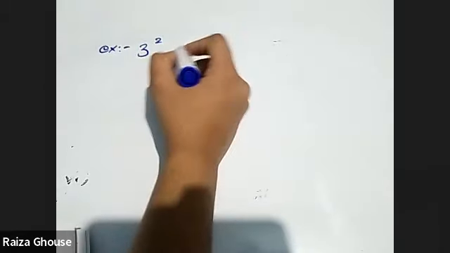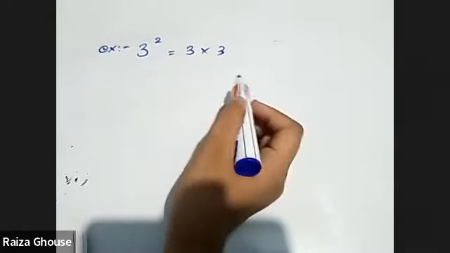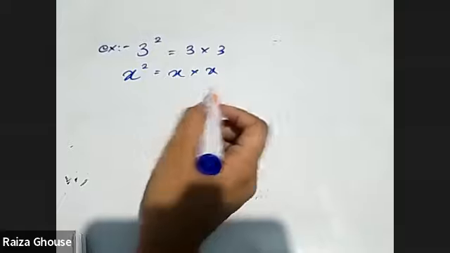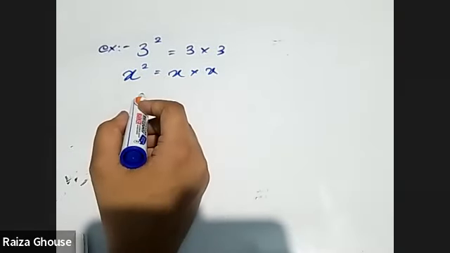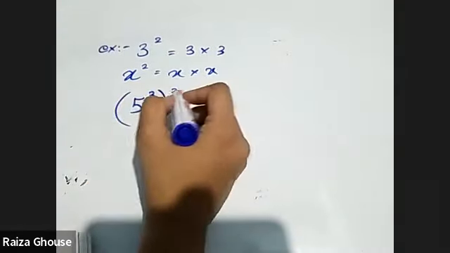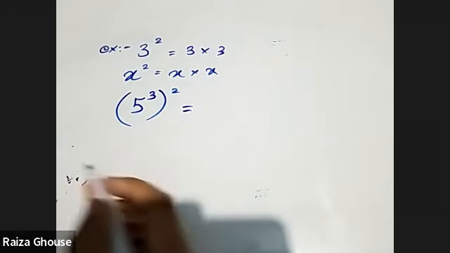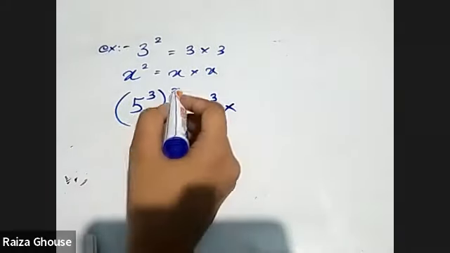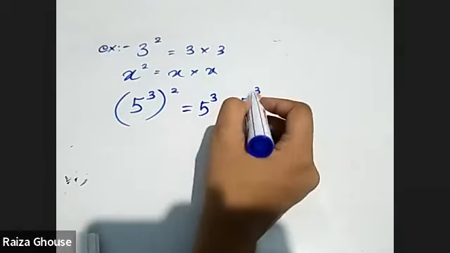If I say, for example, 3 to the power 2, that can be expanded as 3 into 3, right? If I say x to the power 2, it is x into x. What if I say 5 to the power 3 to the power 2? How can I write this? 5 into 5, you have to write 5 about 6 times. This means there are two 5 to the power 3s.